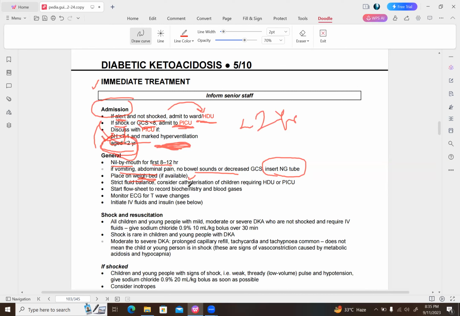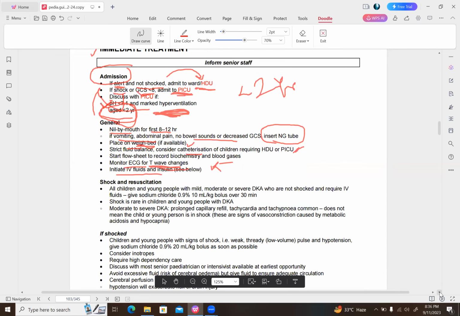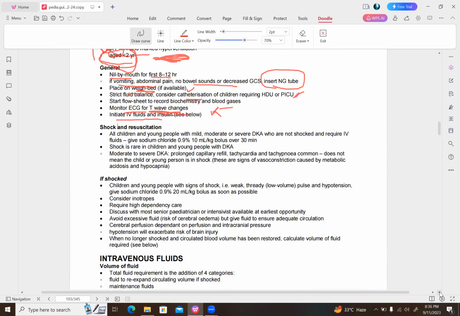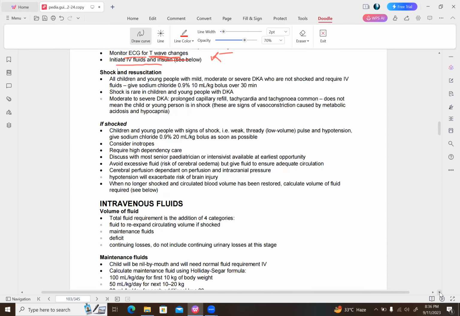Consider catheterization. So you can have this intake output record, biochemistry, monitor the ECG for T wave changes, which occur with changes in the potassium levels. Initiate the IV fluids and insulin. All right. So this is about shock resuscitation and non-shock resuscitation we discussed. I'm coming towards that. IV fluids.